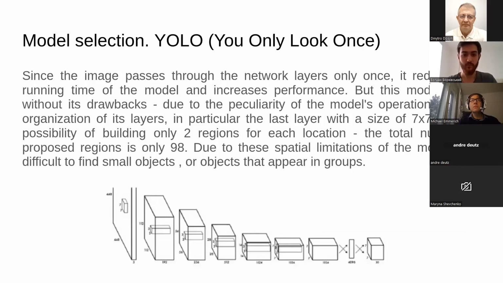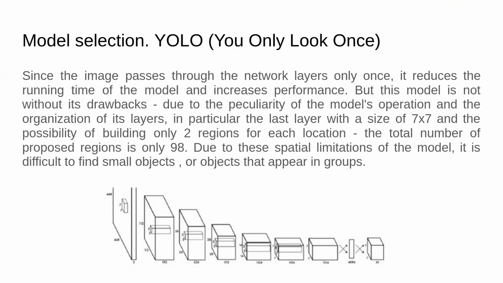Another model we examined was YOLO, You Only Look Once, which is simpler than Faster RCNN. It consists mainly of convolutional networks of different sizes. YOLO has a significant drawback because of the architecture of its last layers. YOLO is able of only finding 98 or almost 100 regions for objects, which is not that much.